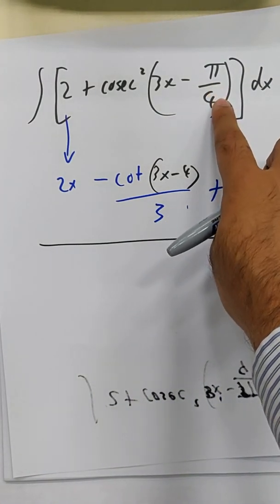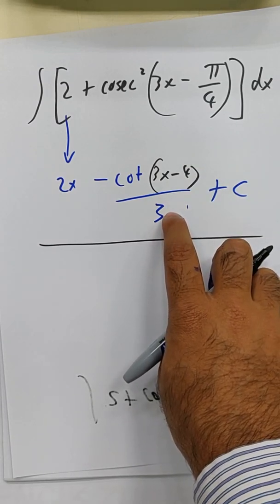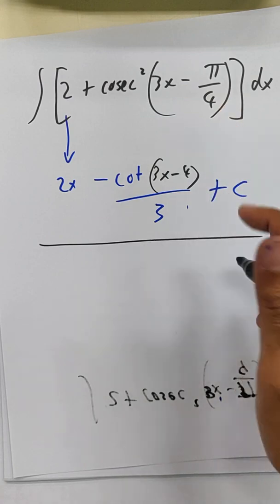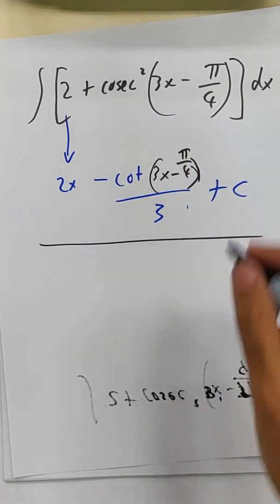Pi over 4, yes? Should I have pi over 4 here? Yeah. I'm tired. Thank you.